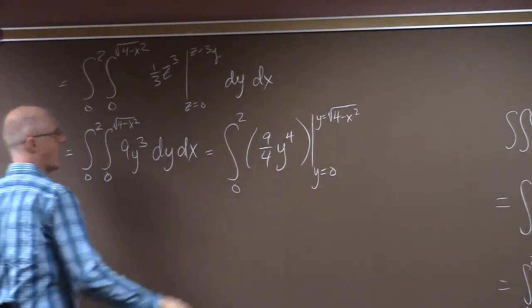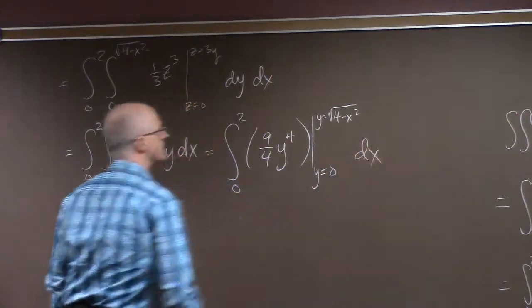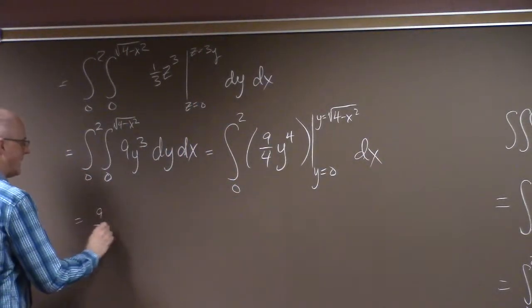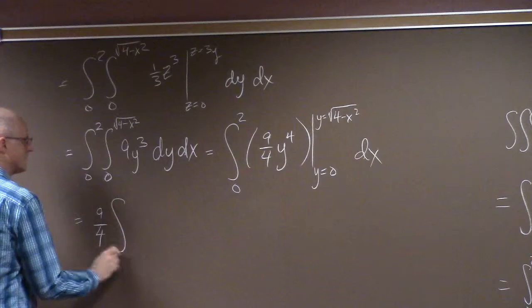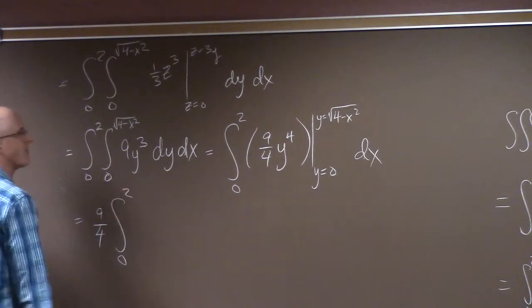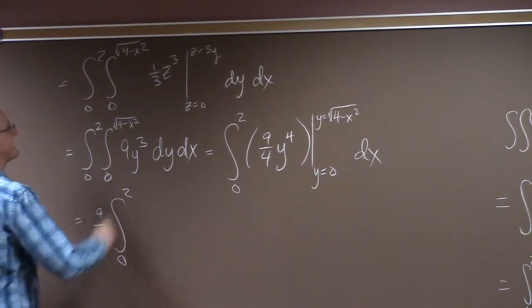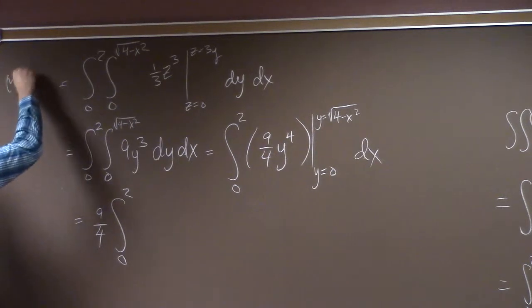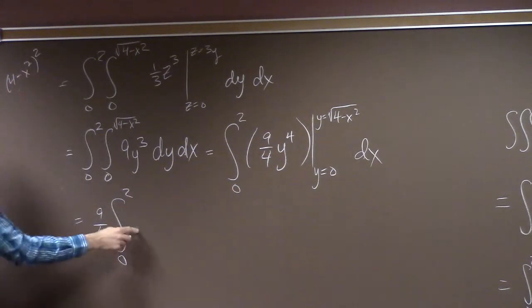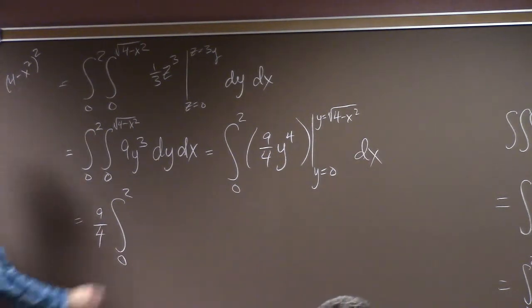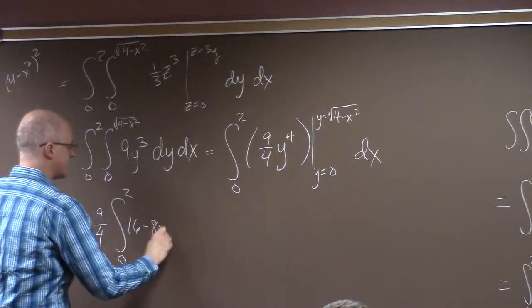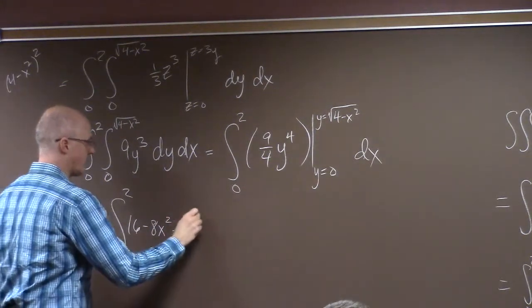Plug in 0, you get 0. Bring the 9/4 out. So 4 minus x squared quantity squared is what goes there. I've got to FOIL that. I get 16 minus 8x squared plus x to the 4th.